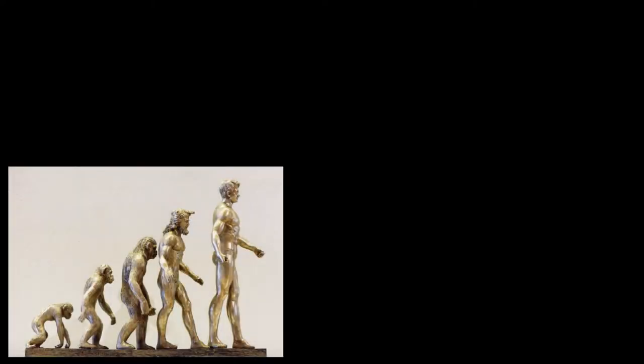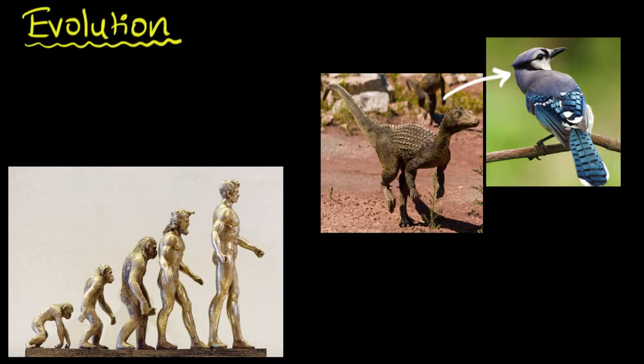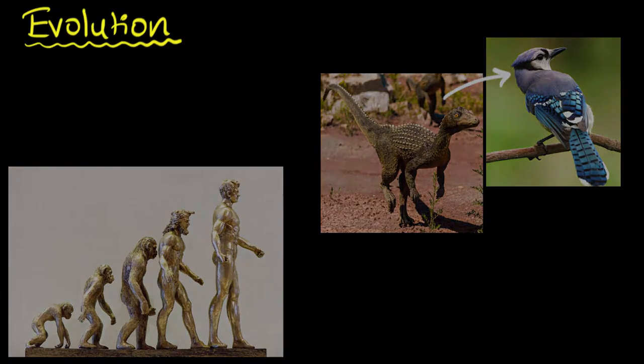You may have heard of things like man is evolved from apes, or maybe something like birds are evolved from dinosaurs. But what exactly is this evolution? And what causes it to happen? Well, in this video, we're going to learn exactly what this evolution is by taking a much simpler example.